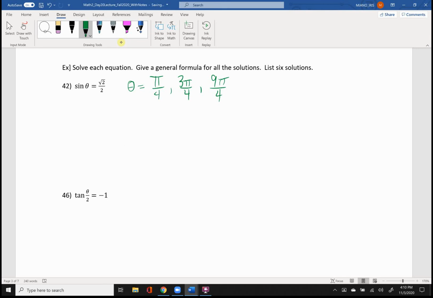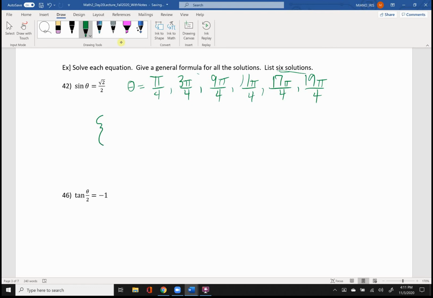If I want to go a full rotation around 3 pi over 4, that'd be adding 8 pi over 4 to the 3 pi over 4 to get 11 pi over 4, right? And then another 2 pi around, you'll get 17 pi over 4. And another 2 pi would be 19 pi over 4. So these are the 6 possible solutions.